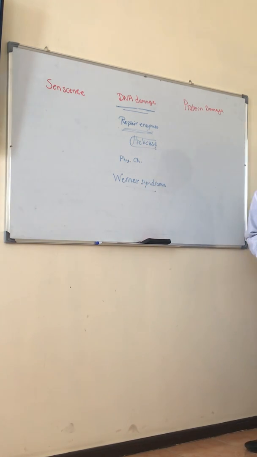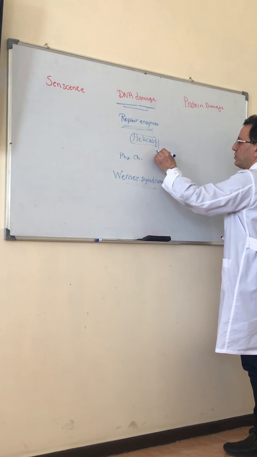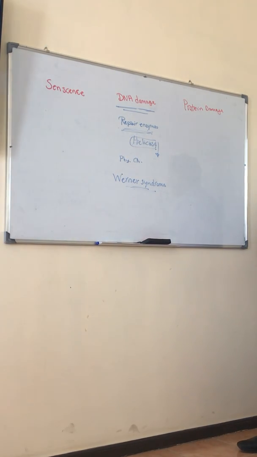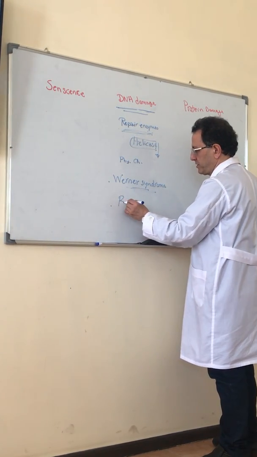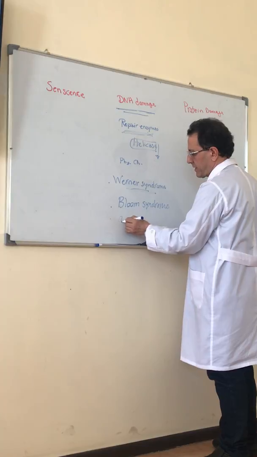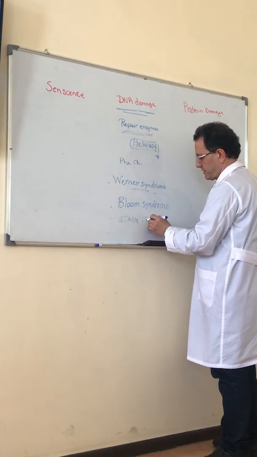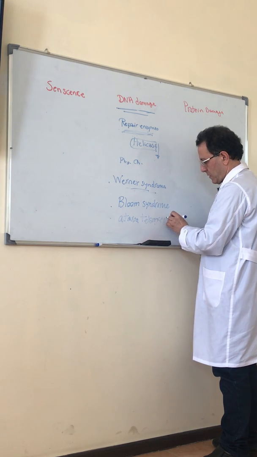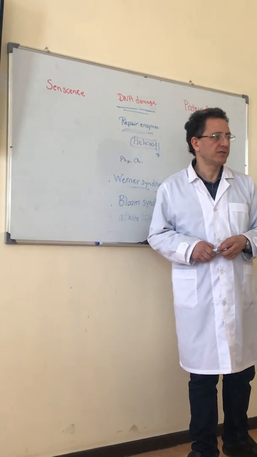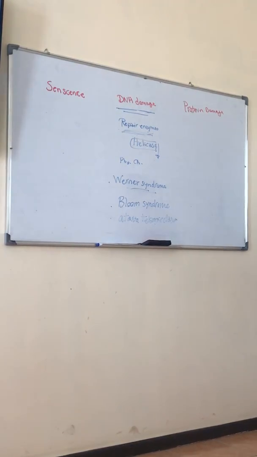These patients age sooner than normal people. So in Werner syndrome, helicase is deficient, so there is no DNA repair, and these patients look old. Also other diseases such as Bloom syndrome and ataxia telangiectasia. These are other genetic syndromes in which they don't have the special proteins important in DNA repair.